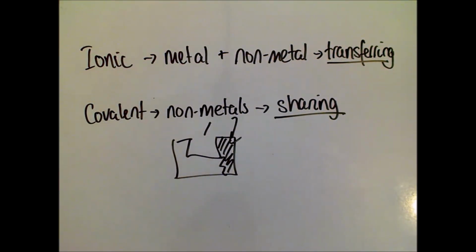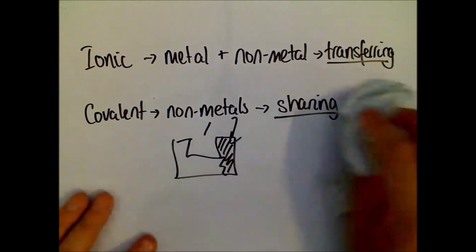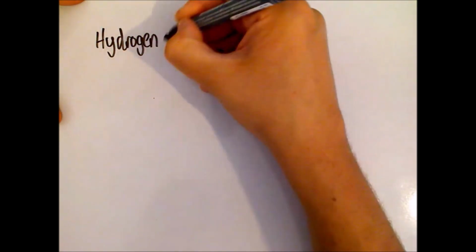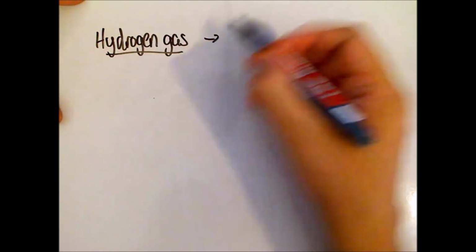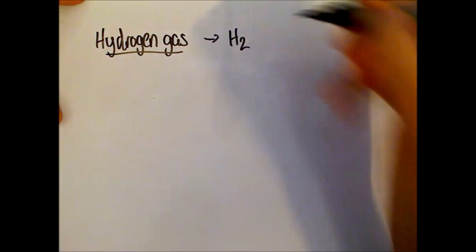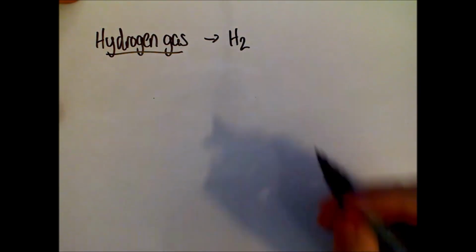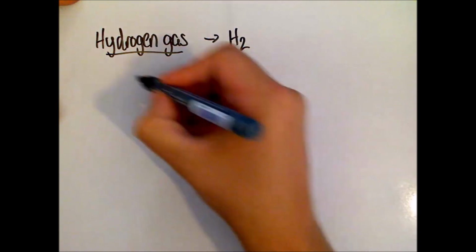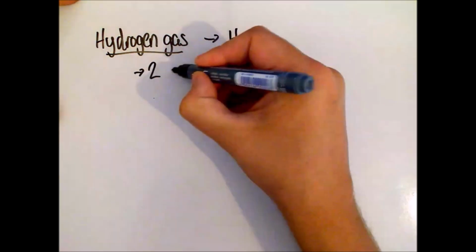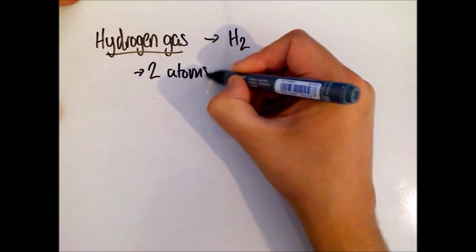Okay, so let's have a look at an example. We'll start with hydrogen gas. So our first step, what we need to do is just write out the chemical formula, so similar to what we've been doing already, of what we're trying to find. So hydrogen gas is H2, and you're always going to be given that chemical formula if you need to write something out. So that little 2 next to the H is telling me that I have 2 atoms of hydrogen.